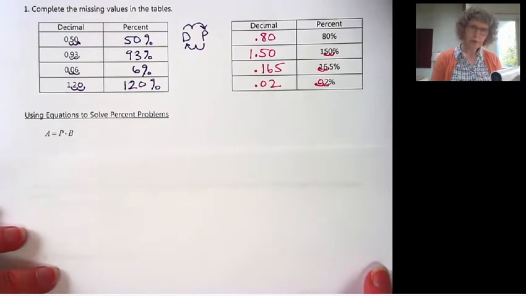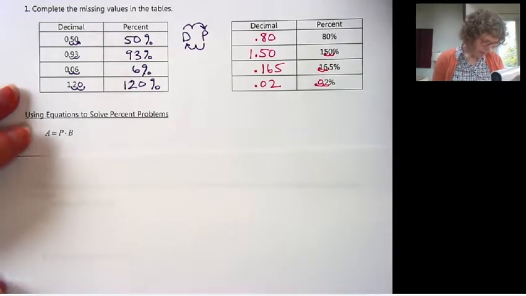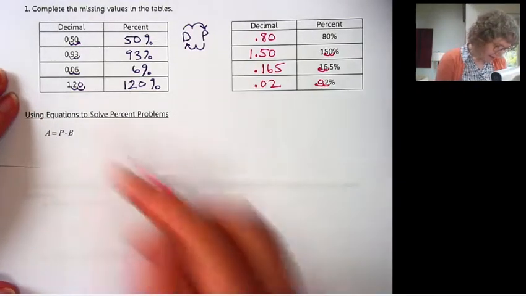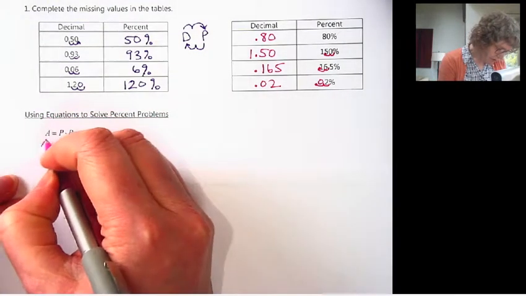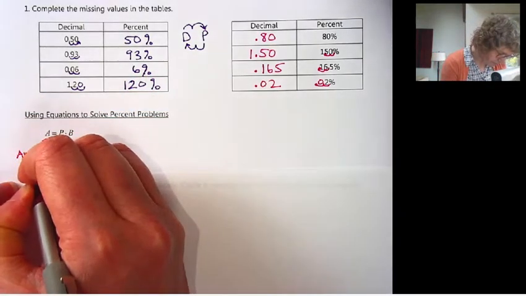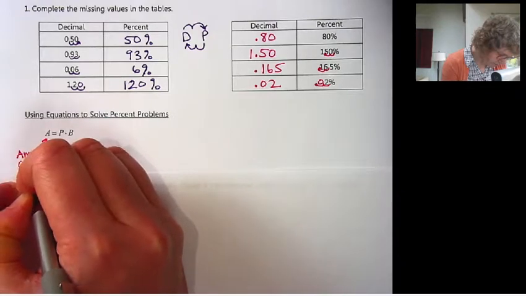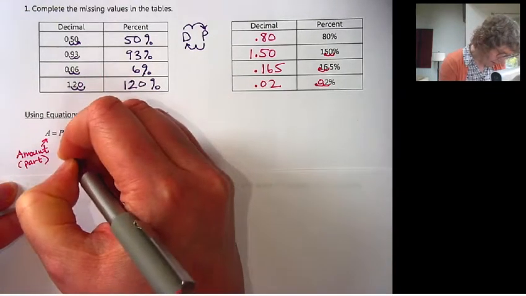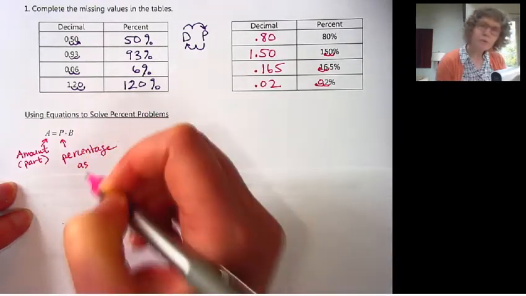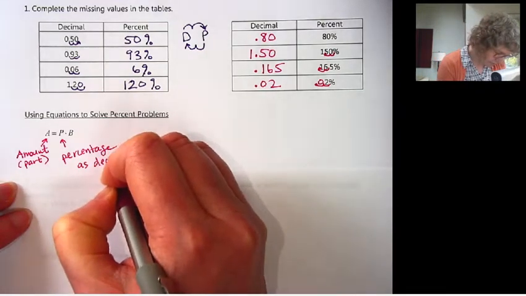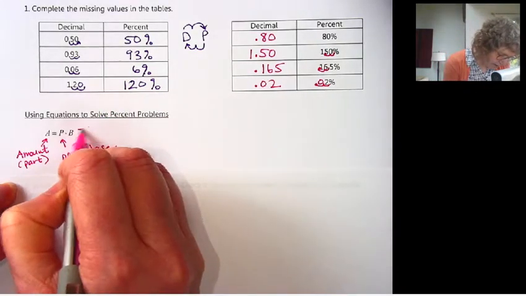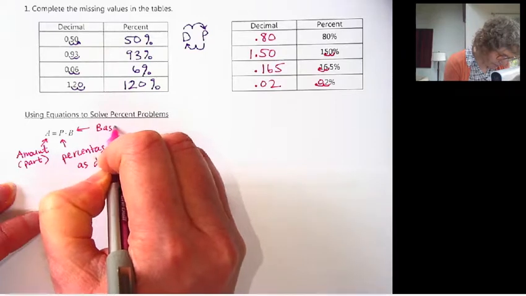Using equations to solve percent problems. So we're going to use this equation that's A equals P times B. Peanut butter is how I remember it. A stands for the amount, like it's the part. P is the percentage, but we need to write it as a decimal. That's why we practice going back and forth up there. And then the B is the base, or the whole.